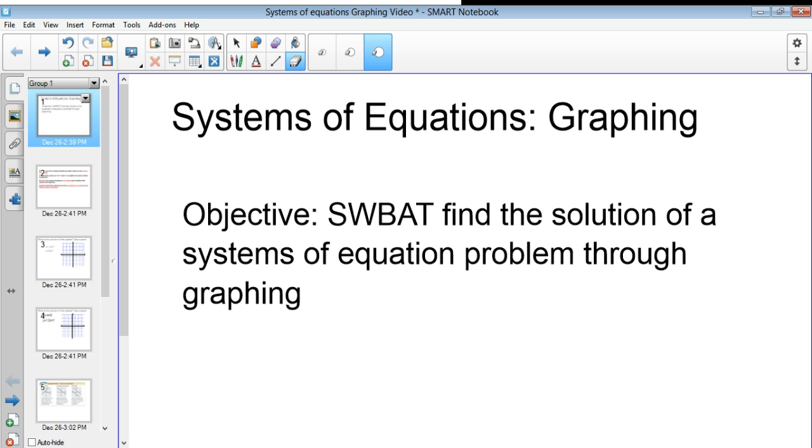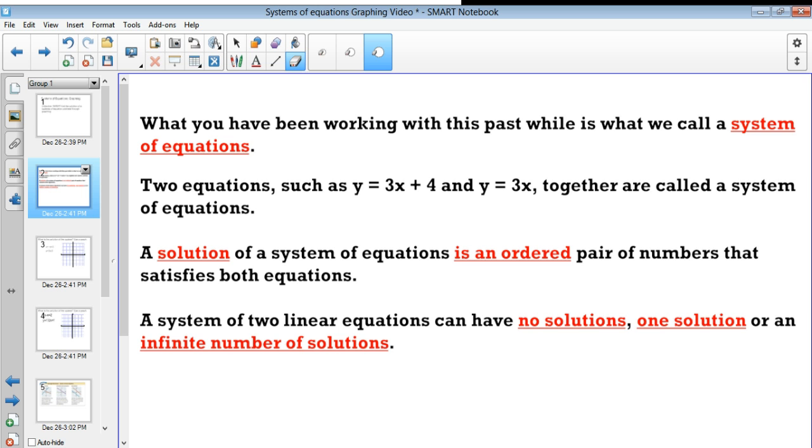So our objective of this video is students will be able to find the solution of a systems of equation problem through graphing. So what you've been working with in terms of that worksheet was called the systems of equations. A system of equations deals with any sort of group of equations, more than two, that has multiple different variables, and you can solve to get a solution for which all of the equations hold true.